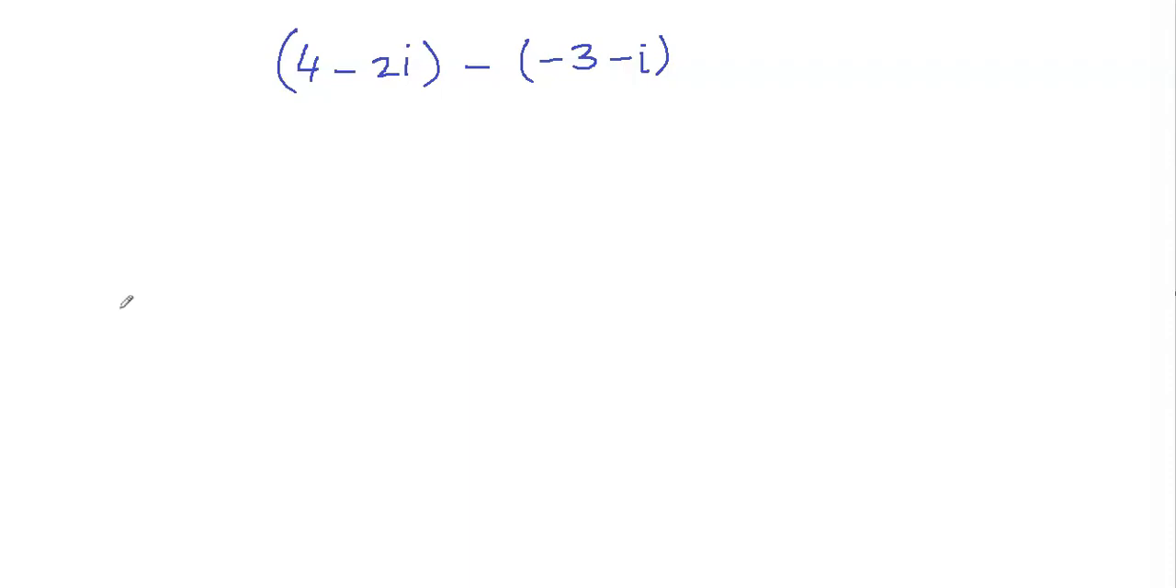Hi, in this video we'll learn how to subtract complex numbers. So the process is pretty simple. All we need to do is to remove the parentheses and then combine the like terms. So let's get rid of the parentheses first.